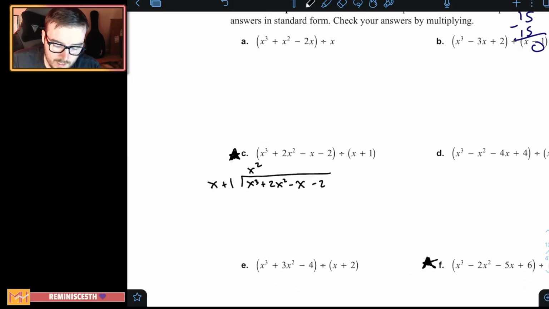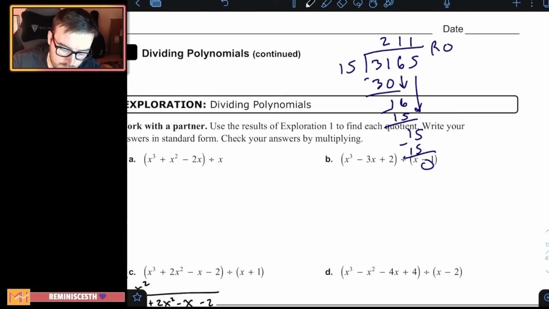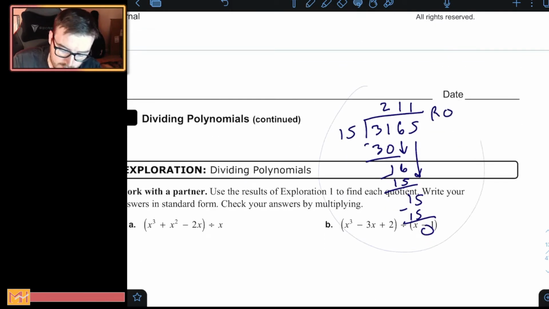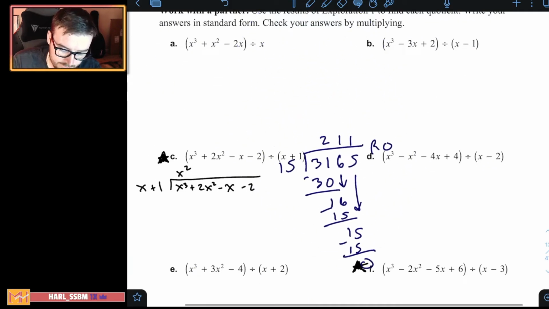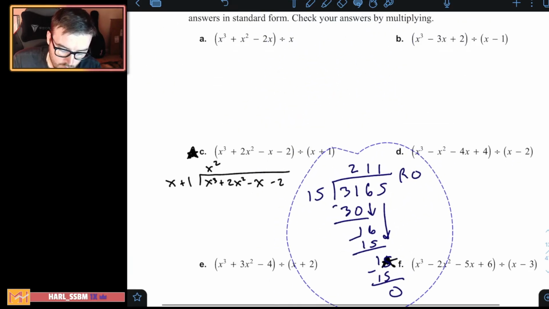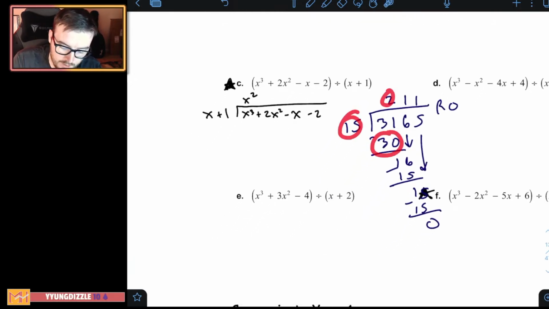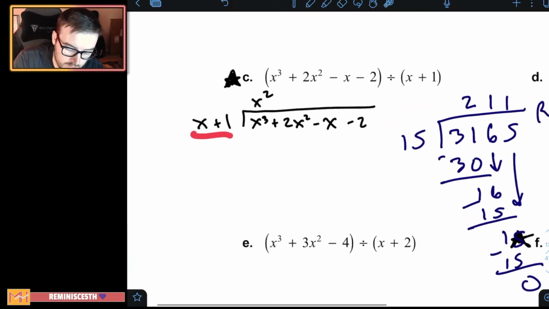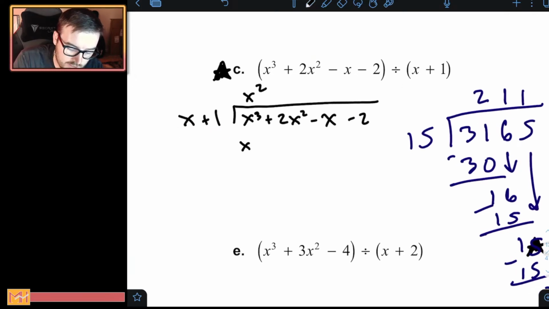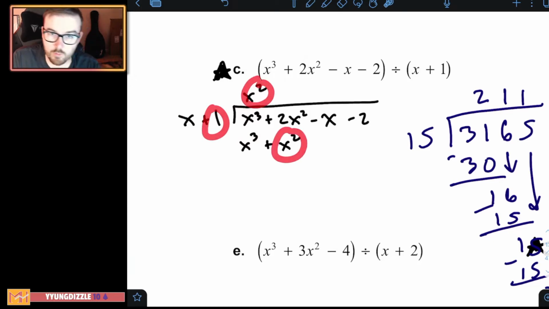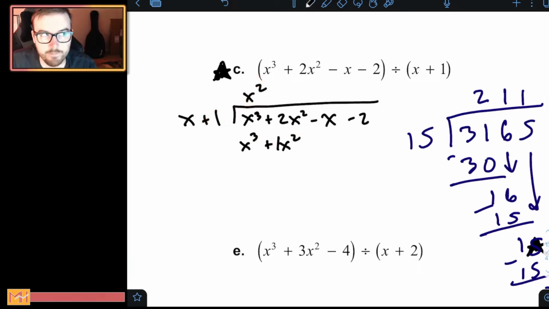So what came next as I was doing my division? Actually, let's go ahead and drag this down here. What came next was we multiplied, correct? We did the 2 times 15 to generate a 30. So x squared times the x plus 1. Watch how this happens. We're going to get x cubed plus x squared, because x squared times x is x cubed, and x squared times 1 is 1x squared. If you'd like to put a 1 there, you may.